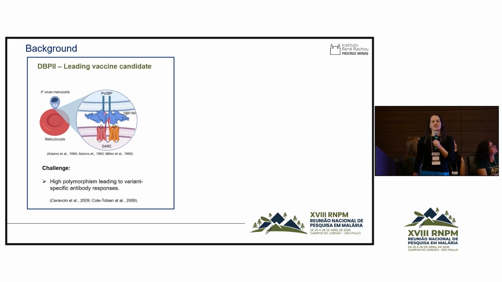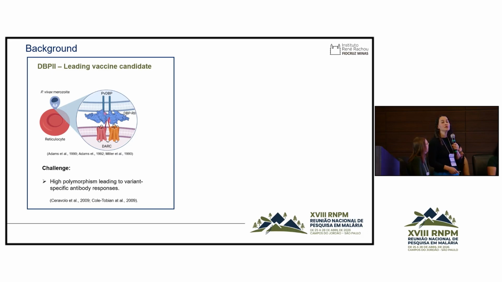Most of the circulating strains of vivax depend on DBP2 for infection, the region 2 ligand that is interacting with the Duffy antigen on the surface of the reticulocyte. Region 2 of DBP is highly polymorphic, leading to variant-specific antibody responses.